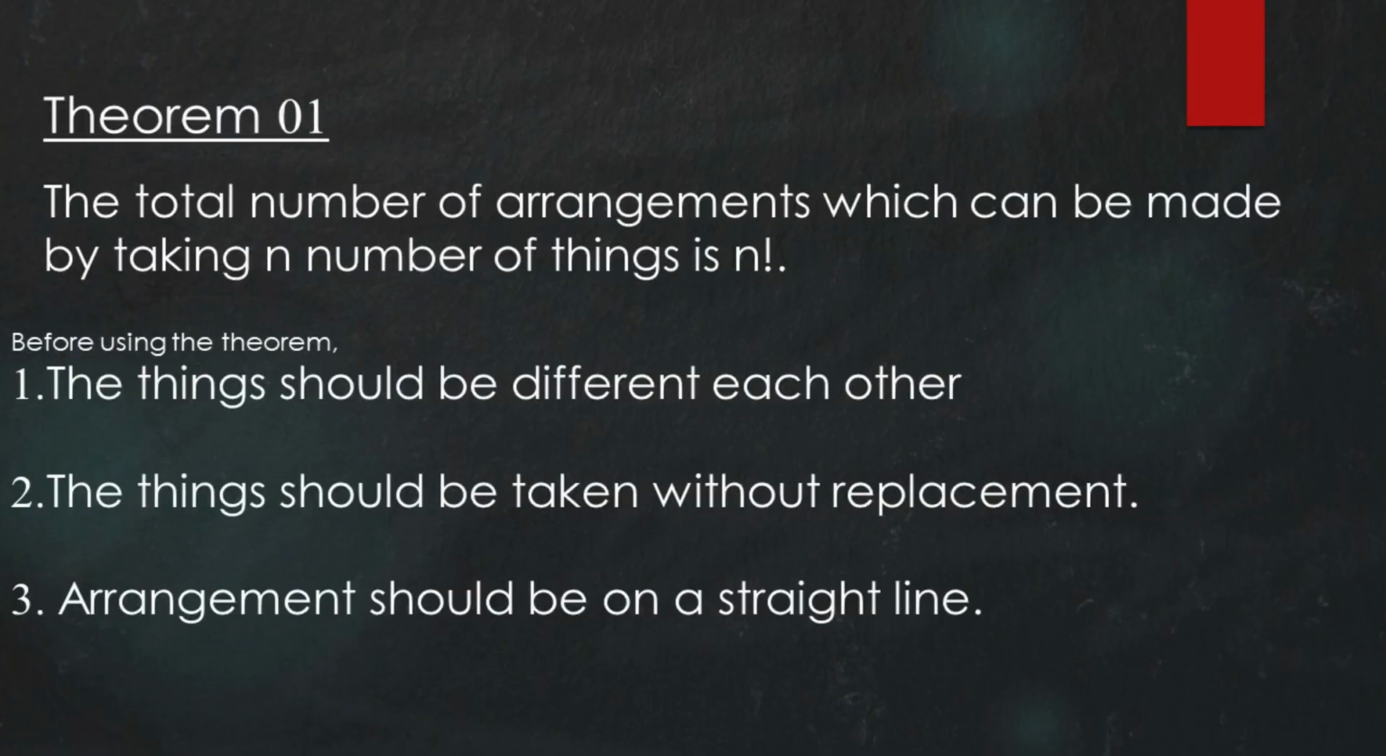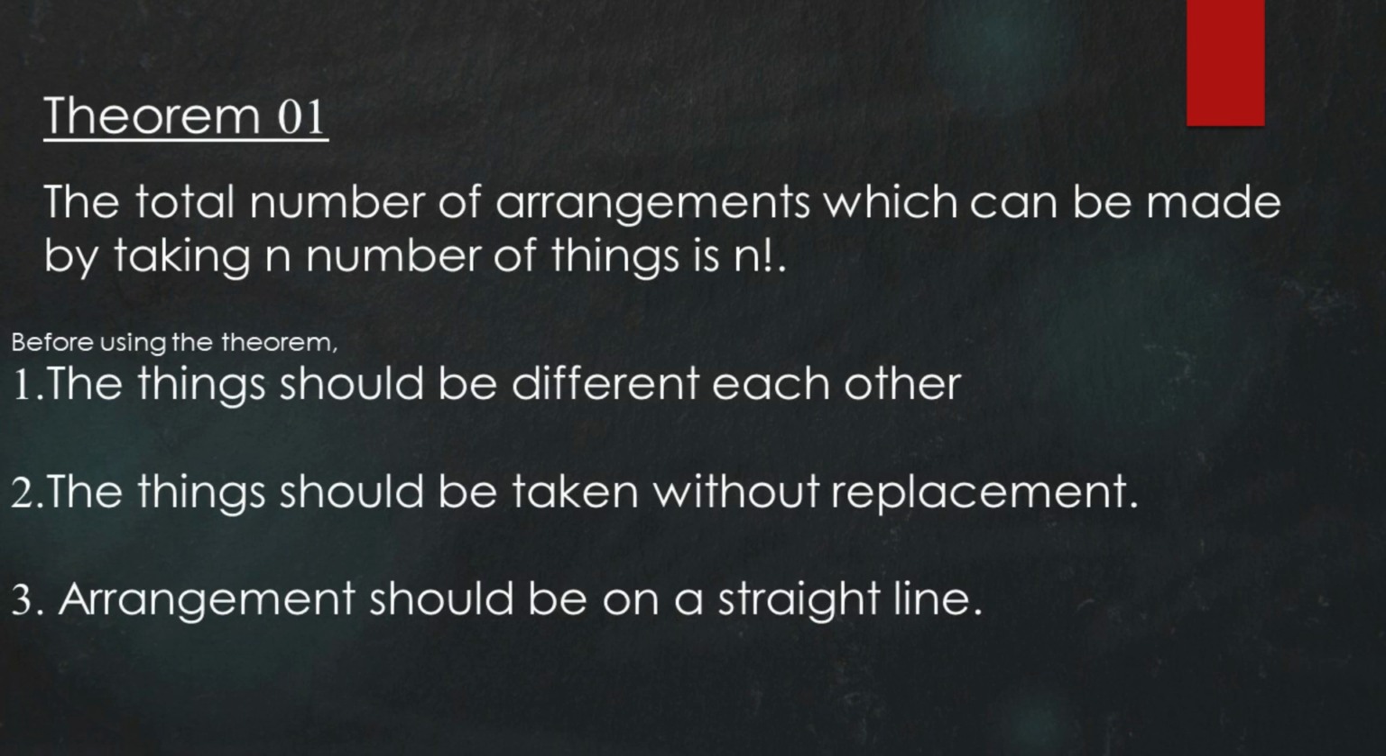So once again, let's move to the theorem. The theorem has 3 conditions to be satisfied. Before using the theorem, the things should be different from each other. So it means the things cannot be equal. Like if you have 5 balls, 2 are white and 3 are black, this can't happen in theorem number 1. Theorem number 1 focuses on different objects. If the objects are similar, then we have to move to the next theorem.